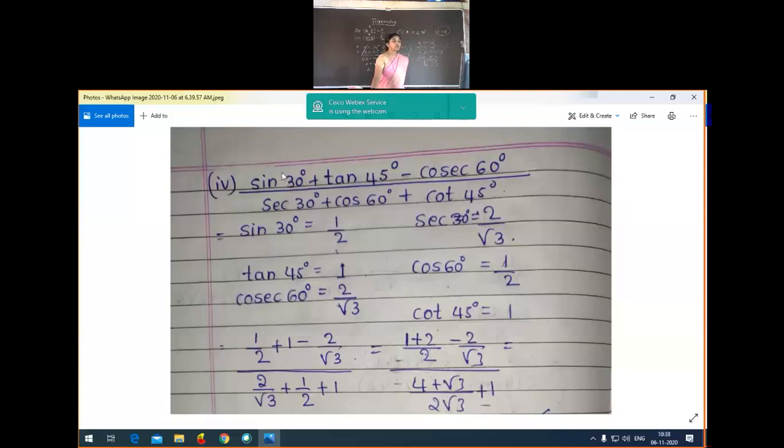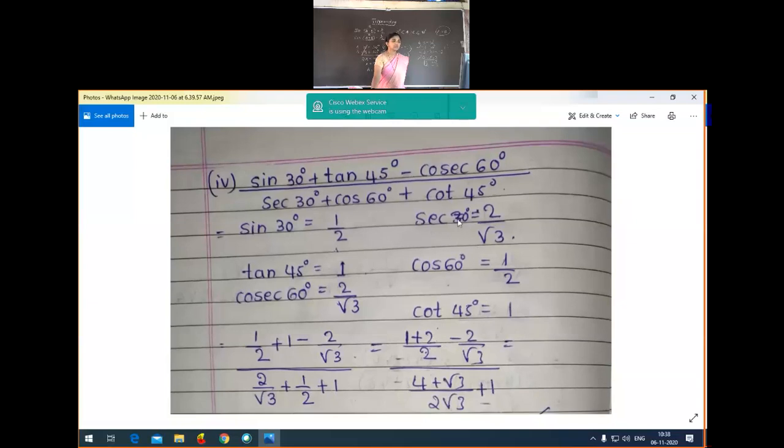Now list out whatever is required for the problem. Sin 30, 1 by 2. Secant 30, 2 by root 3. Tan 45, 1. Cos 60, 1 by 2. Cosecant 60 degree, 2 by root 3. Cot 45, 1. So no need to write these values; you can directly go with the substitution if you have confidence. Otherwise, this is a good method in examinations also. One time we have to list out what we require for the problem, then substitution.